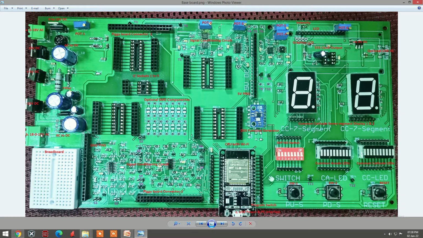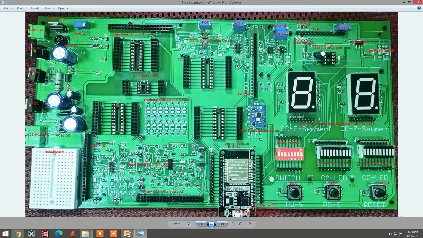So we are trying to derive the desired DC voltages from the AC supply. The input is 0 to 18 volts AC, here 18 volts AC, but what are the rest of the voltages? Plus 15, minus 15, plus 5 volts, plus 3.3 volts. All these voltages we are trying to derive from these two sources.